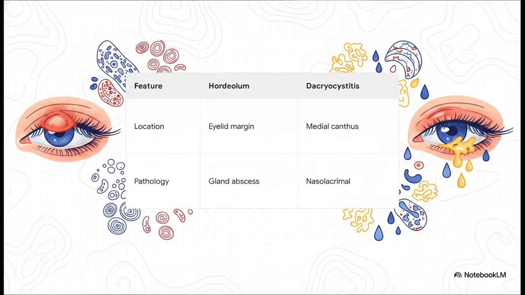Before we integrate that trap, look at this topographical variance. Differentiating purulent infections is strictly locational. Hordeolums are a focal gland abscess right at the lid margin, while dacryocystitis is exclusively located at the medial canthus over the lacrimal sac, presenting with swelling and purulent expression there.